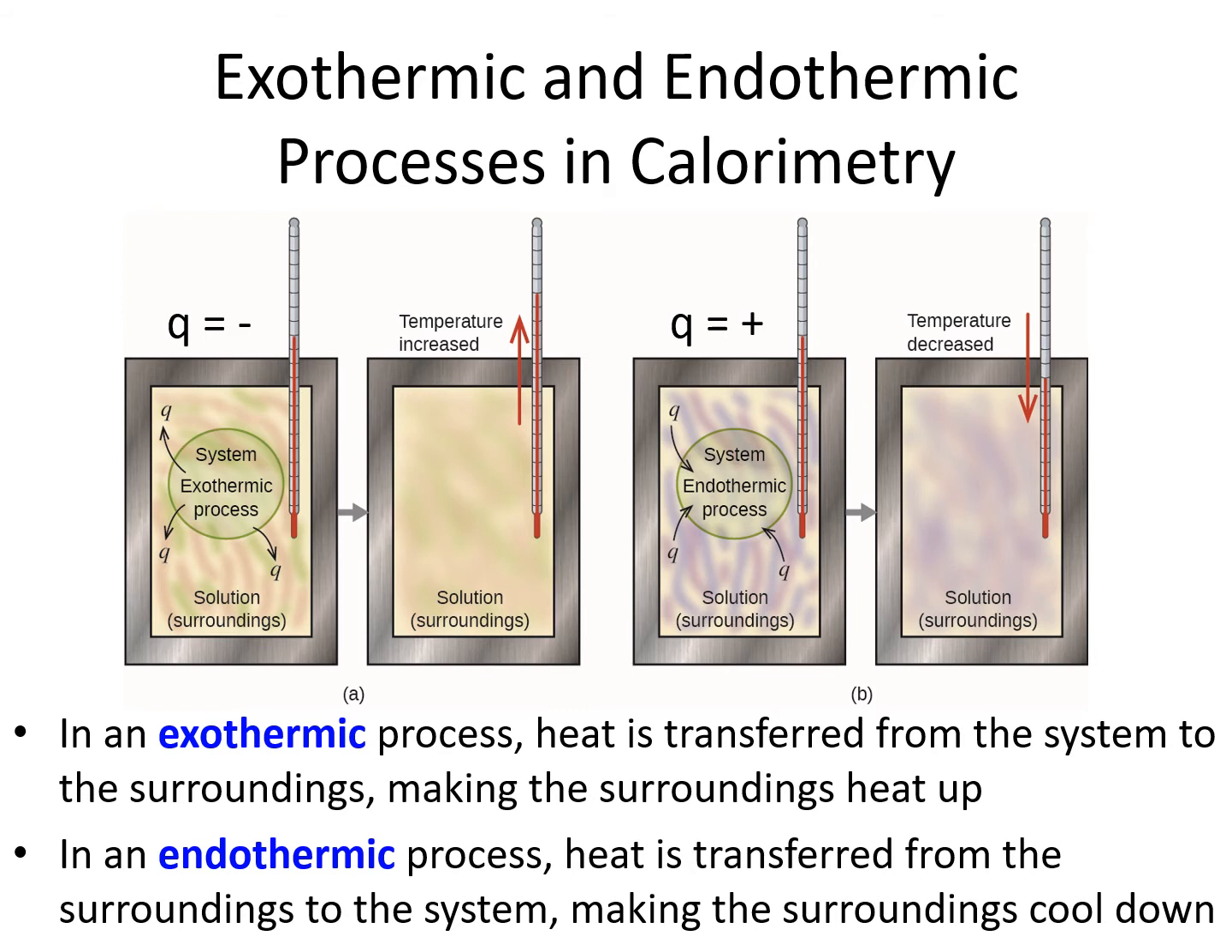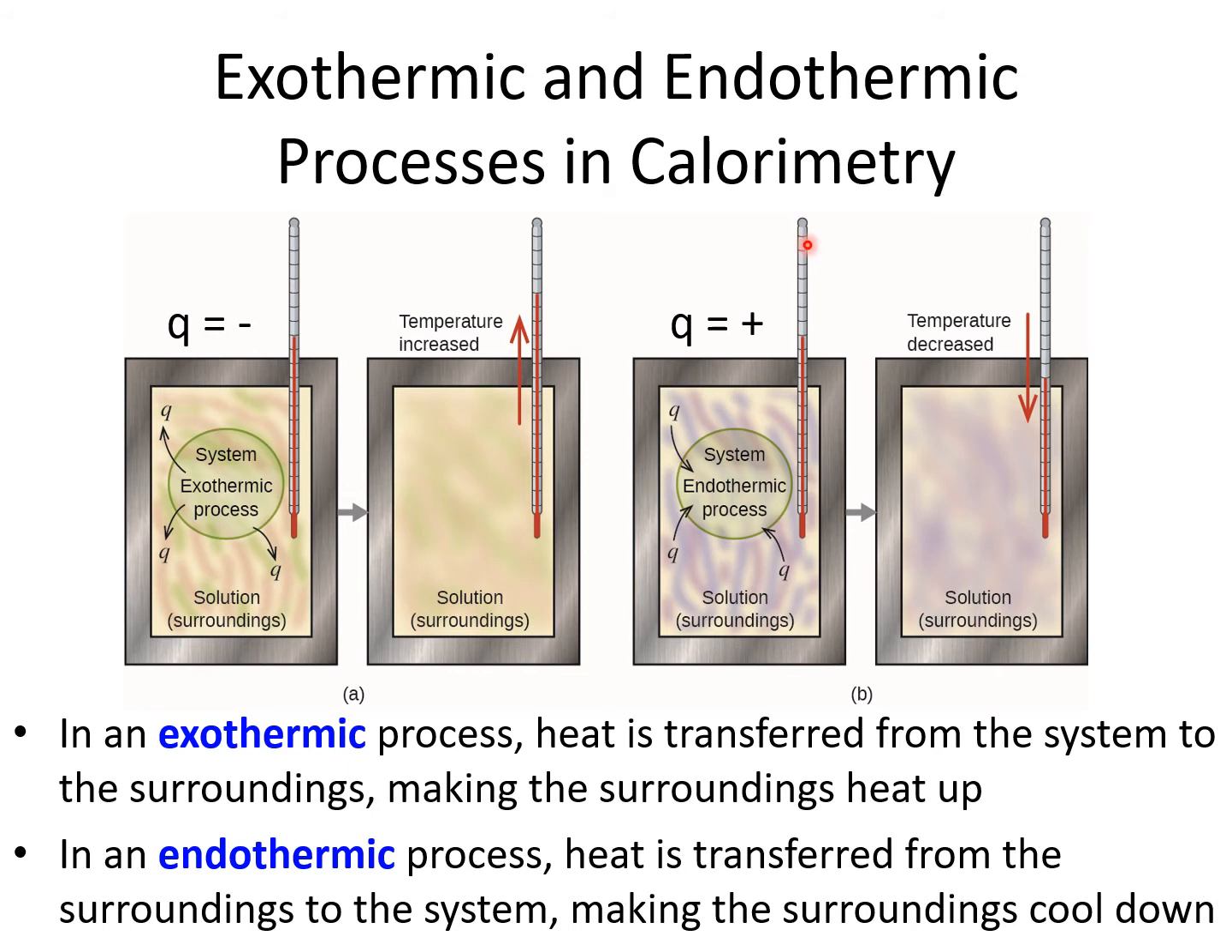So in an exothermic process, remember exo means out, so heat is going out of the system. Everything is defined by the system. So for exothermic, heat is going out of the system and into the surroundings. So the surroundings are going to heat up. Often, our thermometer will be stuck down in some water, which would be the surroundings. So what we're measuring is the surroundings, which might be heating up or cooling down. But our definition is based on what's happening to the system.